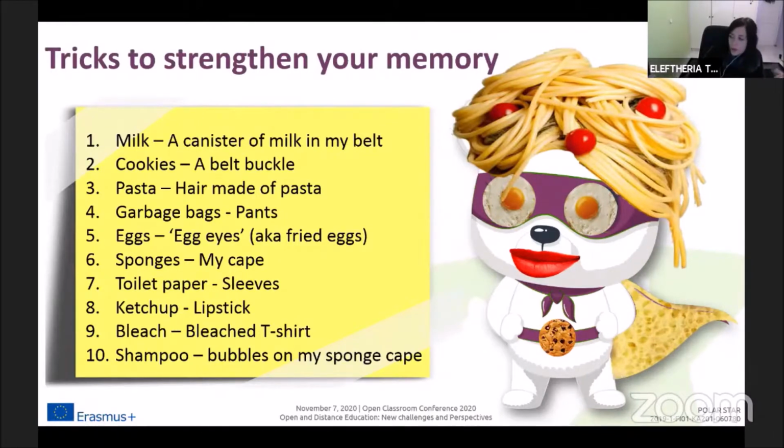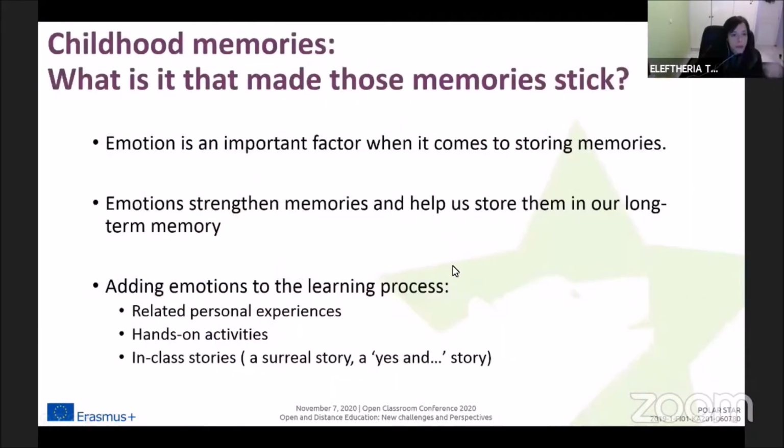And moving on to the second question that we had, the childhood memories and what is it that made these memories so strong. The basic answer here is emotion. It's an important factor when it comes to storing memories. It's one of the tools that our brain uses to move things from the working memory to our long-term memory.